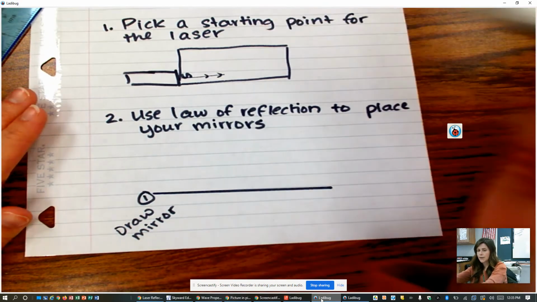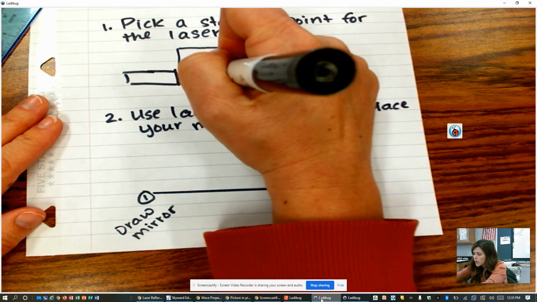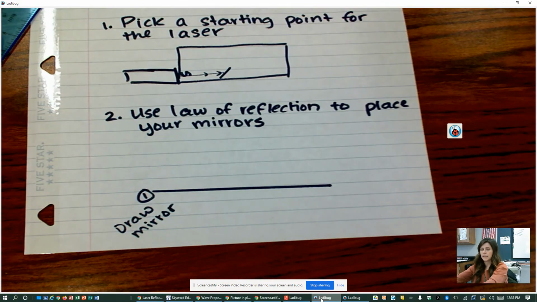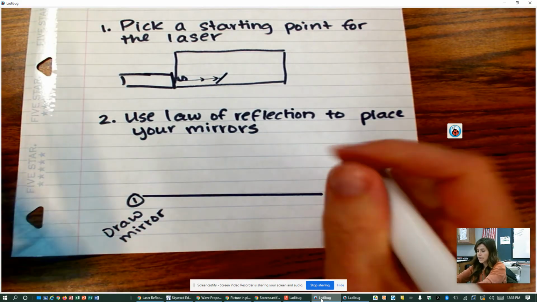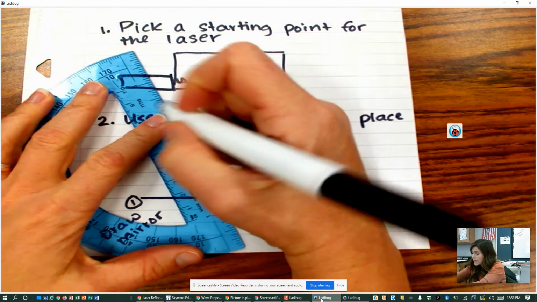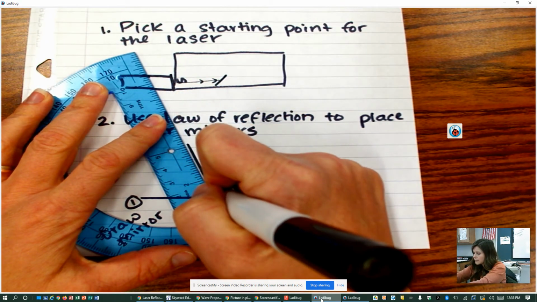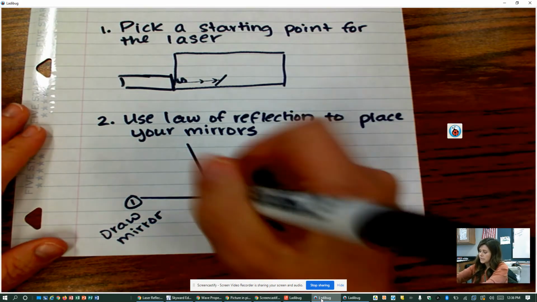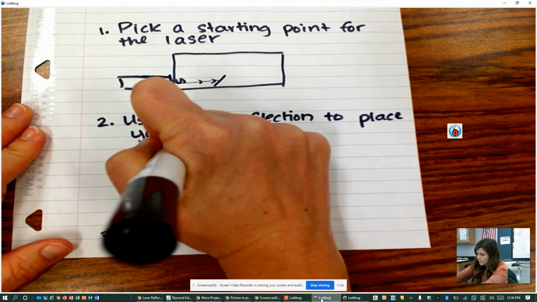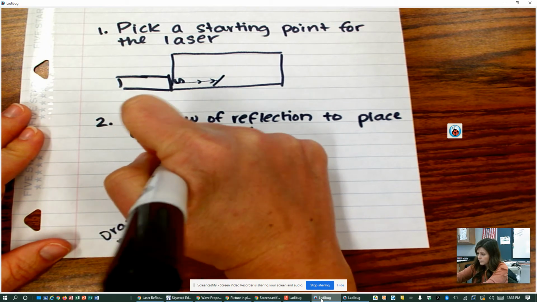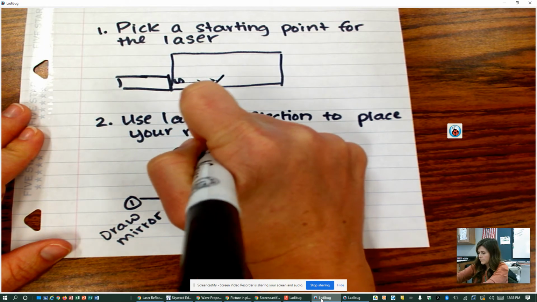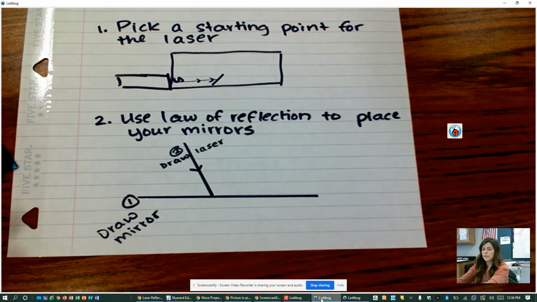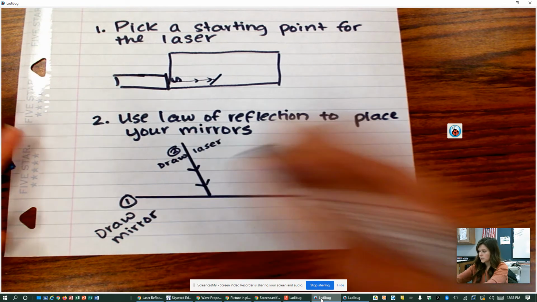So if I were doing this on my piece of paper, let's say I would want to draw my mirror and I would want it to look like this. And I would want my mirror to go that way. Okay, step one is drawing that mirror. Step two is then drawing the angle of incidence or drawing in the laser. So let's say my laser comes in right here. And so this right here is step two. And I'm going to write draw laser. So I'm going to use a little arrow showing that the light is traveling this way.